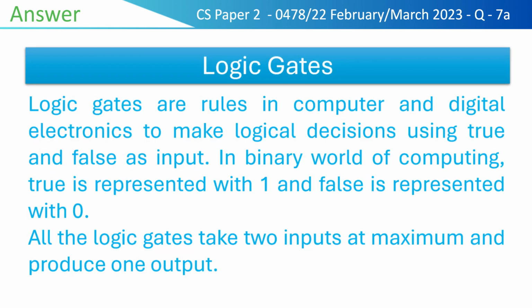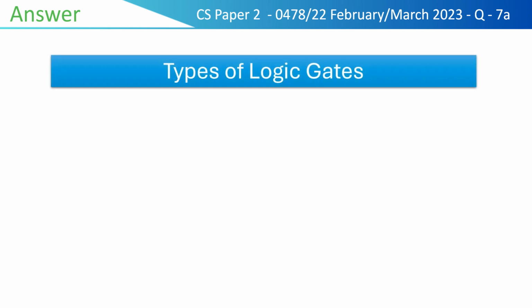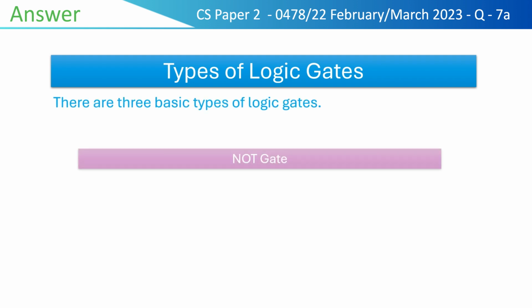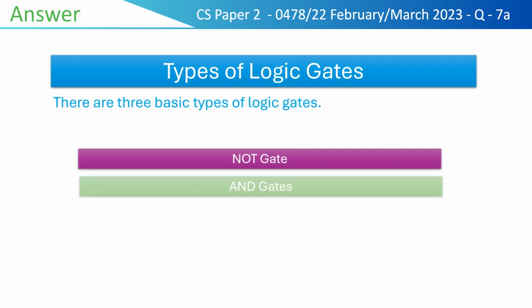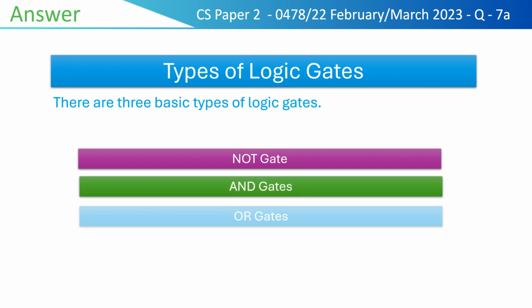To draw the logic diagram for the given expression, let's have the basic understanding of logic diagrams or logic gates. Logic gates are rules in computer and digital electronics to make logical decisions using true and false as input. In binary world of computing, true is represented with 1 and false is represented with 0. All the logic gates take 2 inputs at maximum and produce 1 output. Now types of logic gates. There are 3 basic types of logic gates: NOT gate, AND gate, OR gate. Let's have a brief understanding of these logic gates.